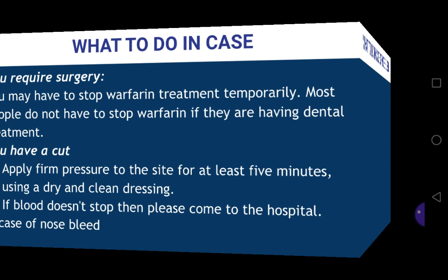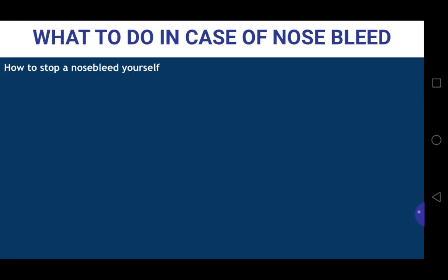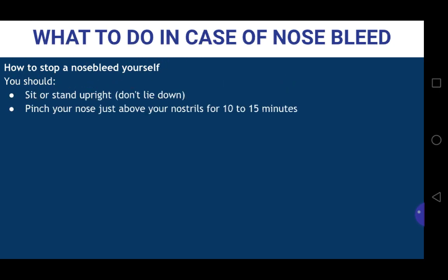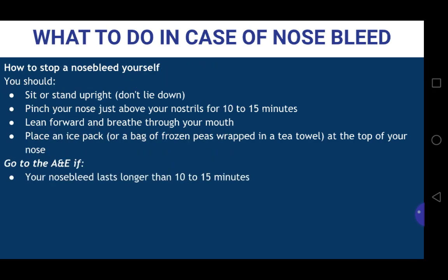And in case of nosebleed, what to do? How to stop a nosebleed yourself? You should sit or stand upright. Don't lie down. Pinch your nose just above your nostrils, the soft part of the nose, for 10 to 15 minutes. And lean forward and breathe through your mouth. You can place an ice pack or a bag of frozen peas wrapped in a tea towel at the top of your nose.